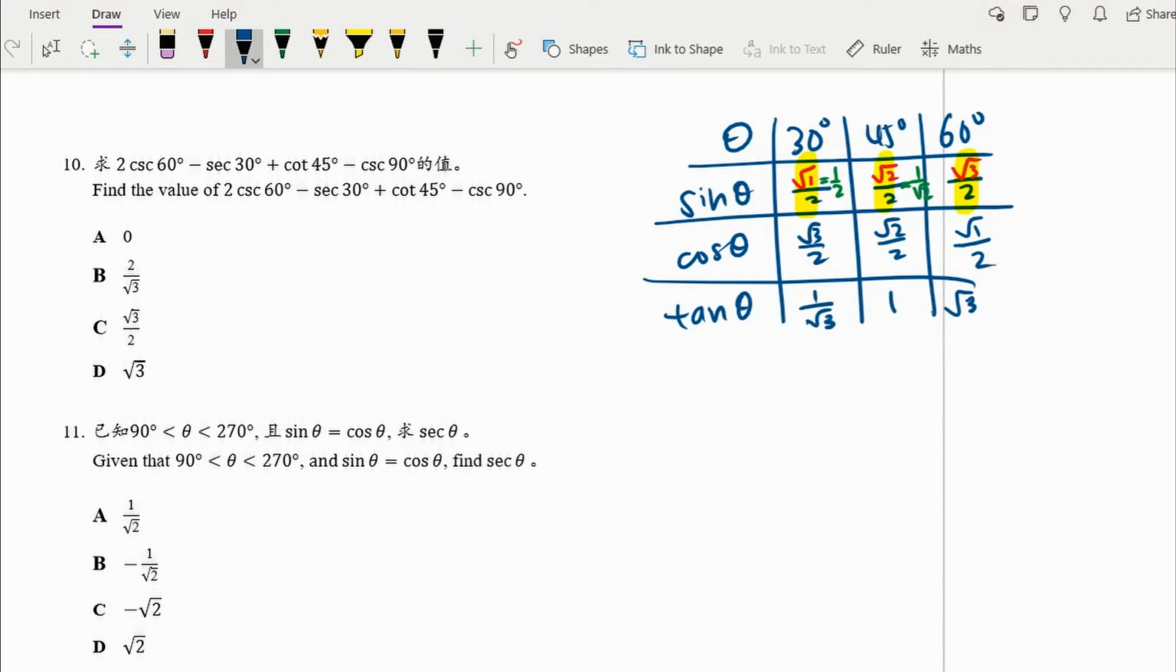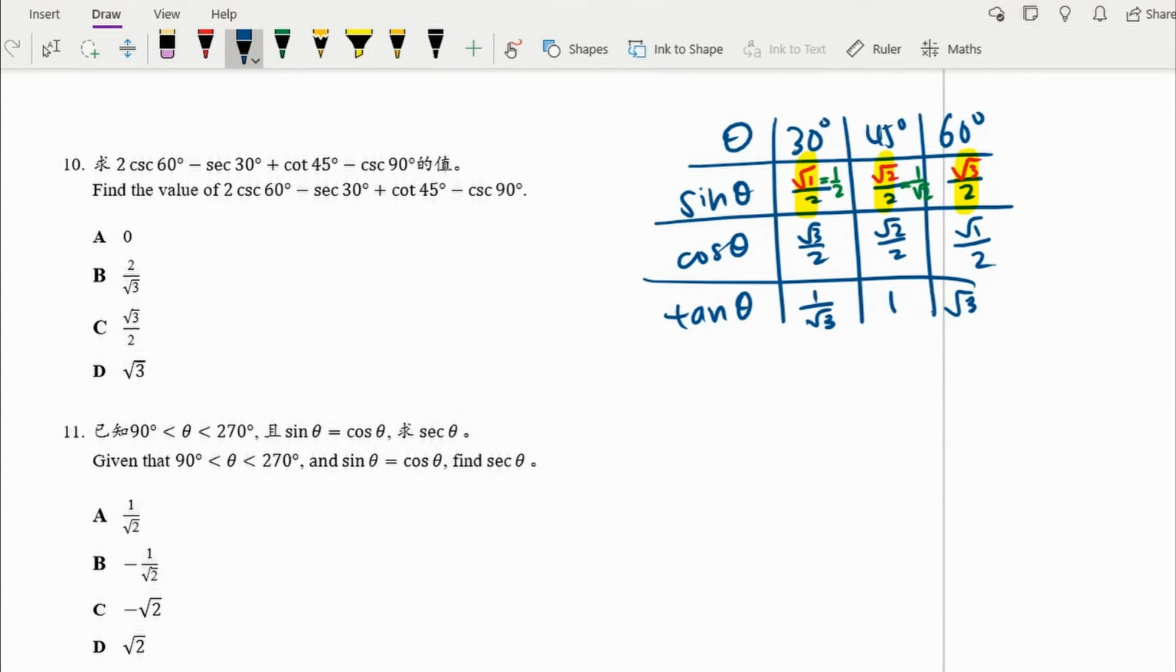So this is how I remember. Again, arrange 30, 45, 60. For sine, all the denominators are 2, and root 1, root 2, root 3. Root 1 over 2, root 2 over 2, root 3 over 2. For cos, just reverse it: root 3 over 2, root 2 over 2, root 1 over 2. For tangent, remember root 3. Start from the smallest: 1 over root 3, 1, root 3. Then for 90, as I said earlier, you just remember the graph.